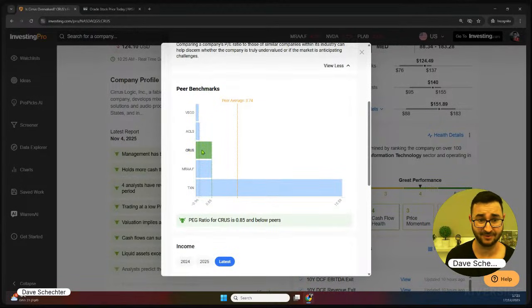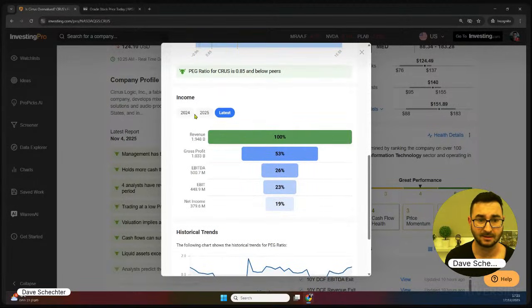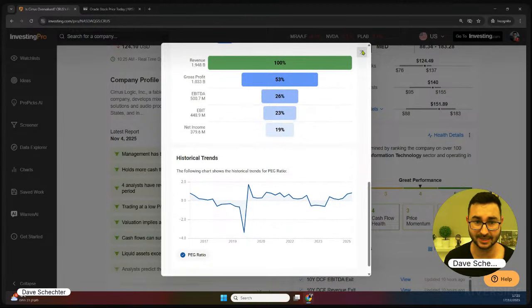Below that, I have how Cirrus Logic performs in relation to its peers. I can see what the average is. I can see some handy income charts and also historical trends.